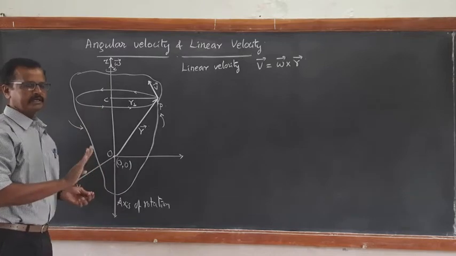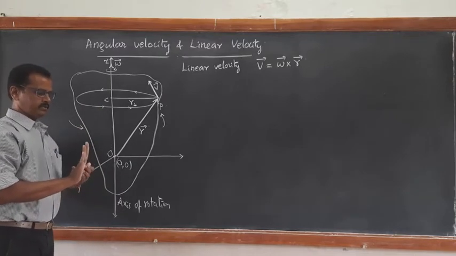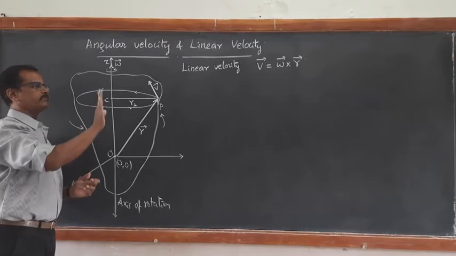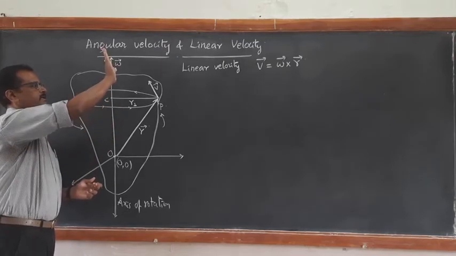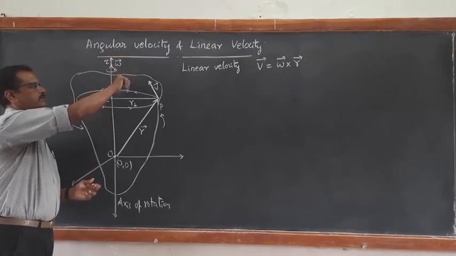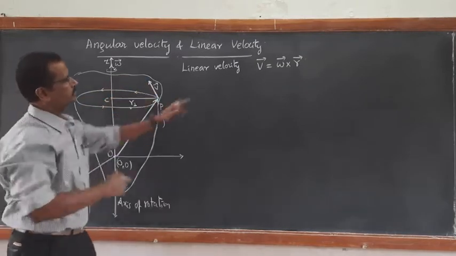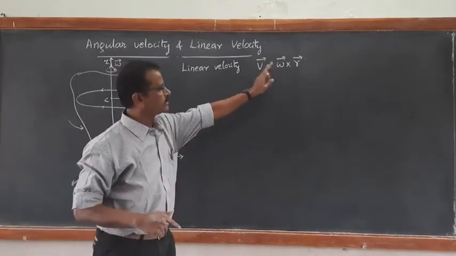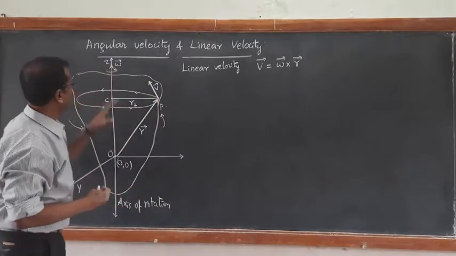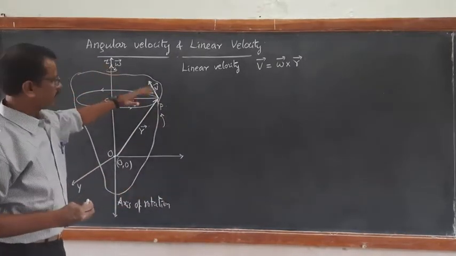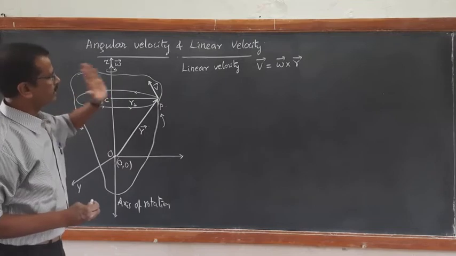I told you yesterday to take your arm like this, take your palm like this, extend it and turn it towards r. You see the thumb points inwards. That gives you the direction of velocity. The velocity vector is perpendicular to the plane containing the angular velocity and the position vector.